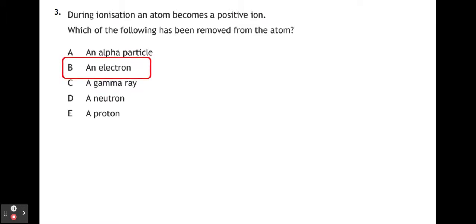Question 3. During ionization, an atom becomes a positive ion. Which of the following has been removed from the atom? Well, we just explained that in the last question. So it's B again, an electron.